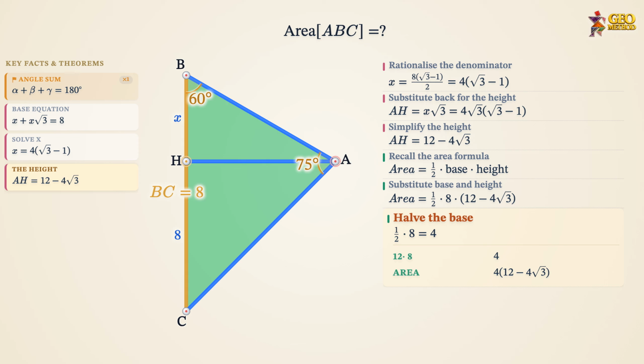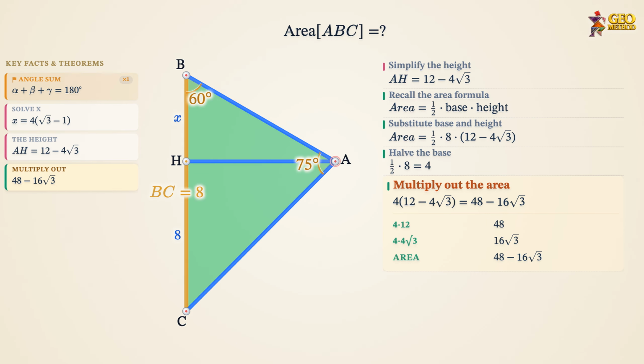Do the easy part first. 1/2 of 8 is 4. So the area is 4 times the quantity 12 minus 4 times the square root of 3. Distribute the 4. 4 times 12 is 48, and 4 times 4 times the square root of 3 is 16 times the square root of 3. So the area is 48 minus 16 times the square root of 3 in simplest surd form.